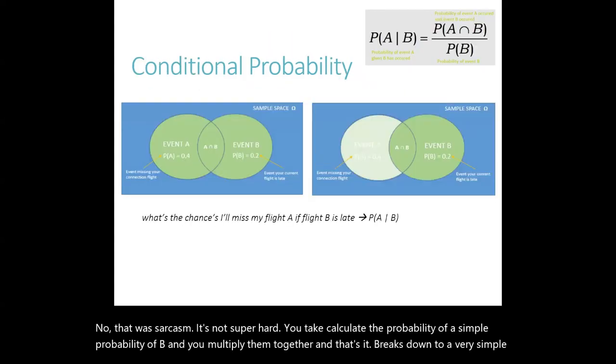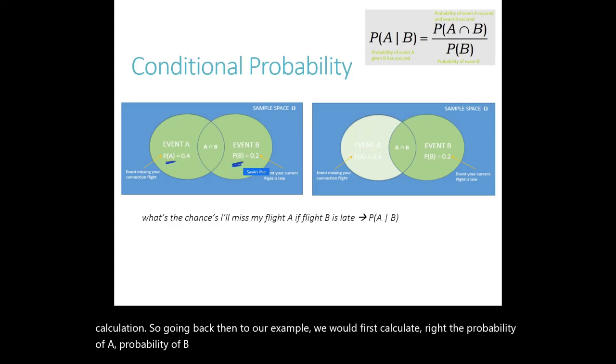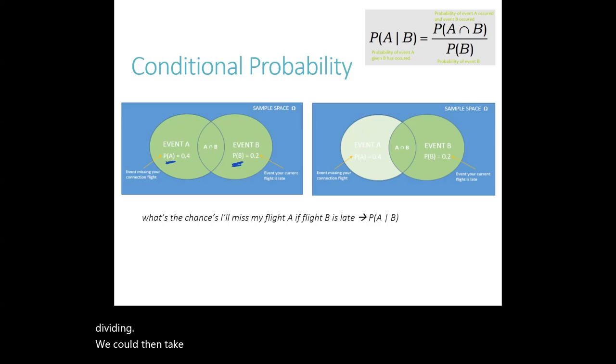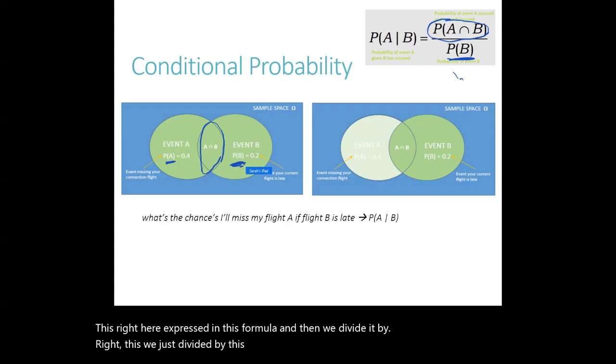So going back to our example, we would first calculate the probability of A and the probability of B by getting our data from the internet or from the flight status and dividing. We could then take those two, multiply them together, and that gives us this right here, expressed in this formalism. And then we divide it by this, which we've already calculated. So we can do that.